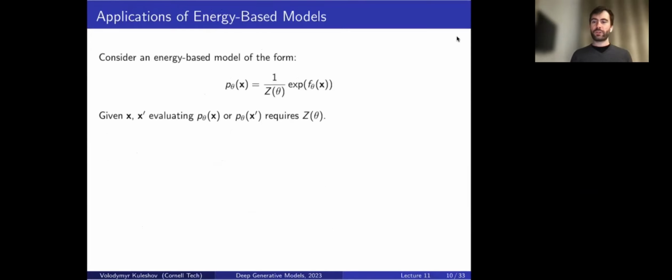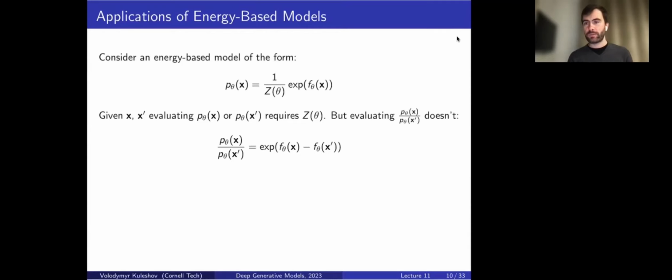As I said earlier, these models can still be interesting for certain tasks. Here, I just want to give you the flavor of a few types of tasks that could be solved using an energy-based model. One task is a form of outlier detection. The key observation is that if we have two samples, x and x prime, evaluating the likelihood at each of these samples does require the normalizing constant. But if we're interested in the ratio, then we don't need the normalizing constant because it cancels out.